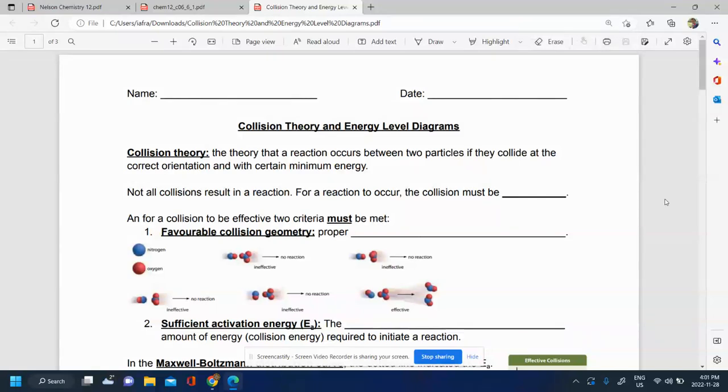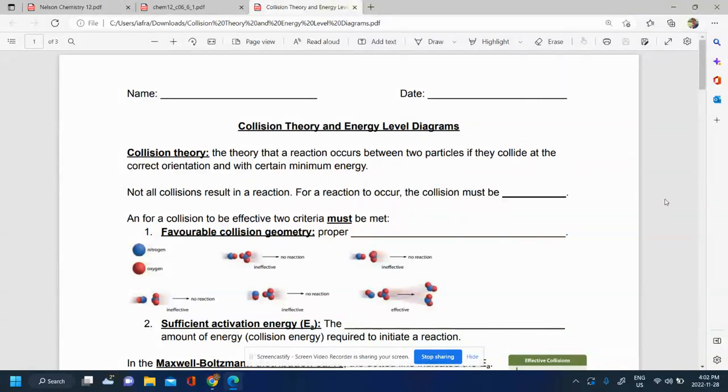In this video, we're going to explore the concept of collision theory and connect it to energy level diagrams. We're then going to proceed to take a look at factors that affect the rate of chemical reactions. Remember, the rate again is how fast a chemical reaction goes, and we typically measure that in moles per liter second.